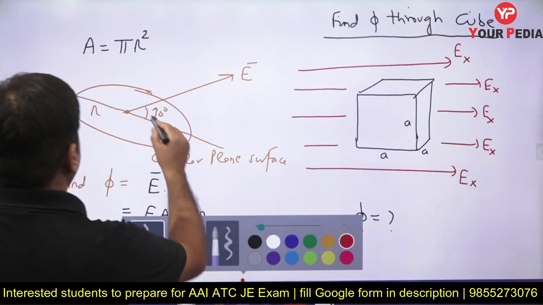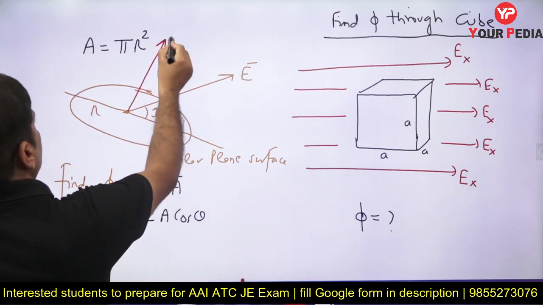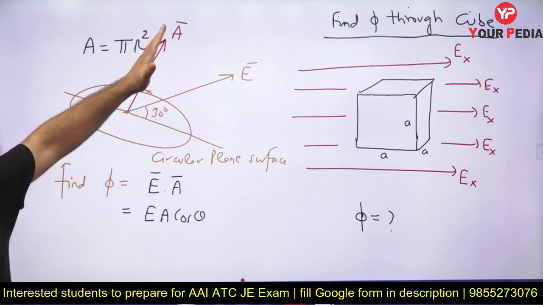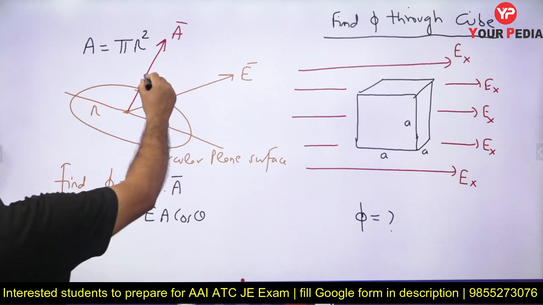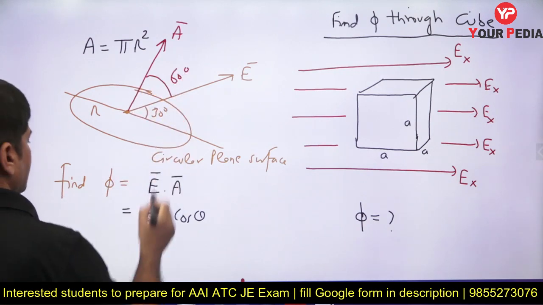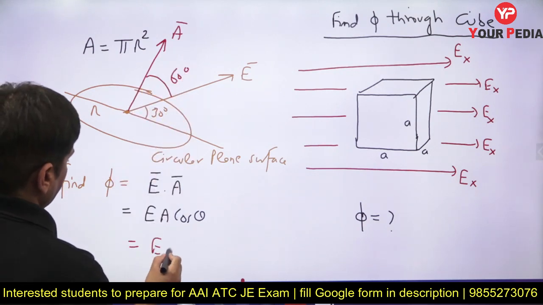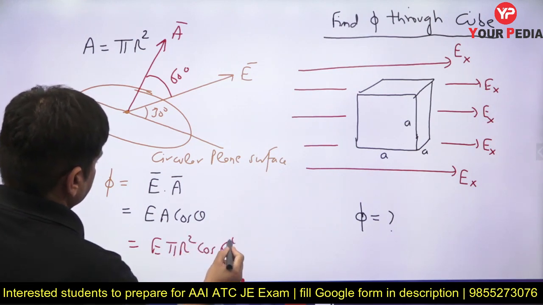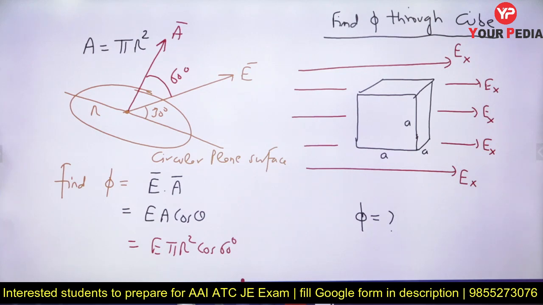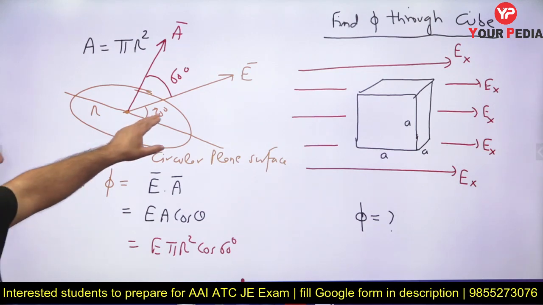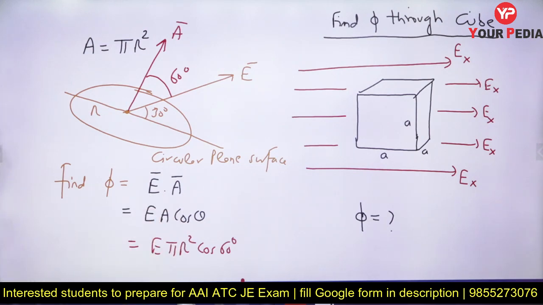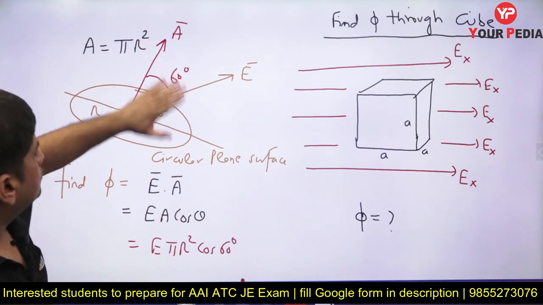Sir, the area vector is perpendicular to the surface of the plane. This is the A vector. This one is the surface, this is a plane, and perpendicular to that is the area vector. Now can you tell me what is theta? Theta is 60 degree. That means here you have to say E pi r square into cos 60 degree. And what is cos 60 degree? That is 1 by 2. So do not put 30 degree. Be careful. Theta is the angle between A and E, and A is the vector which is perpendicular to the plane.